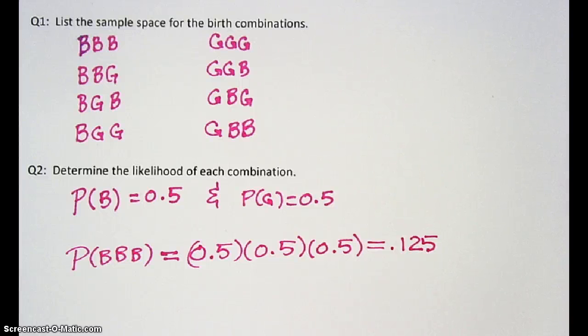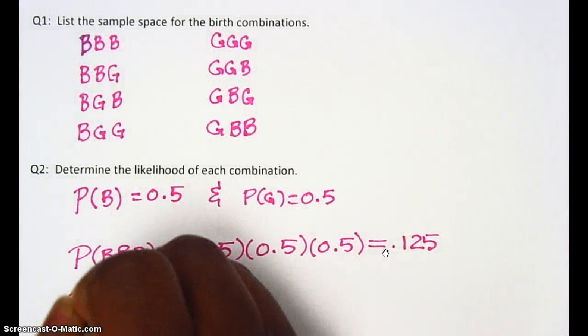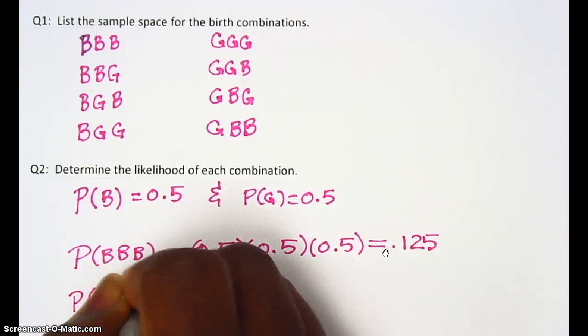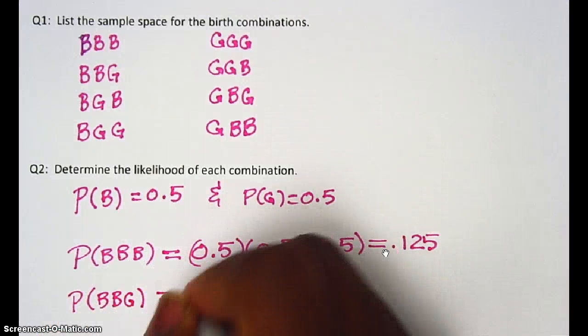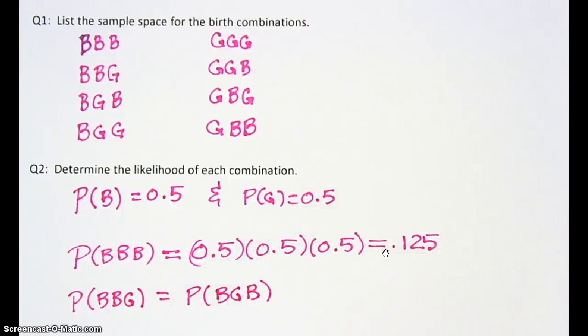Now, because each of these individual events, being born boy and being born girl, are equally likely, then each combination that we have will have 0.5 times 0.5 times 0.5, which is 0.125. So all combinations are equally likely, and they will all equal 0.125.